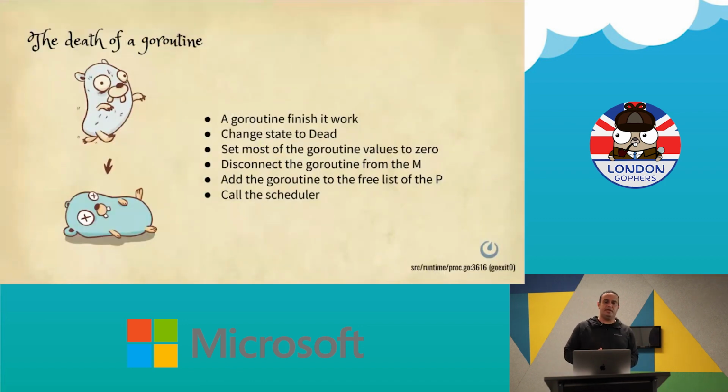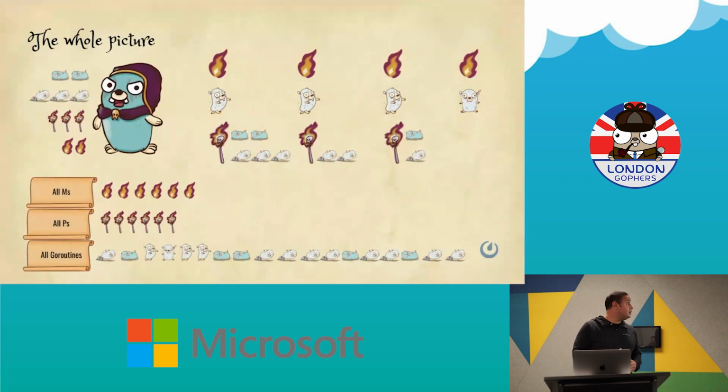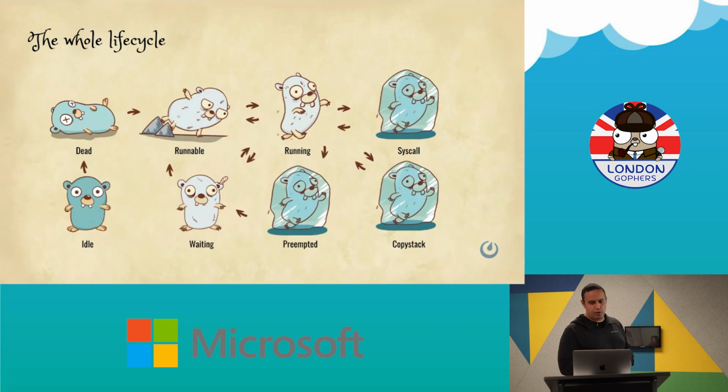Whenever a Goroutine finishes the work, it changes the state to dead, and basically sets most of the Goroutine values to 0, disconnects the Goroutine from the operating system thread, adds the Goroutine to the free list of the processor, and calls the scheduler to find another runnable Goroutine to execute. So now this image here should make more sense, and it should be more obvious what's going on. And this here is all the states of the whole life of a Goroutine.